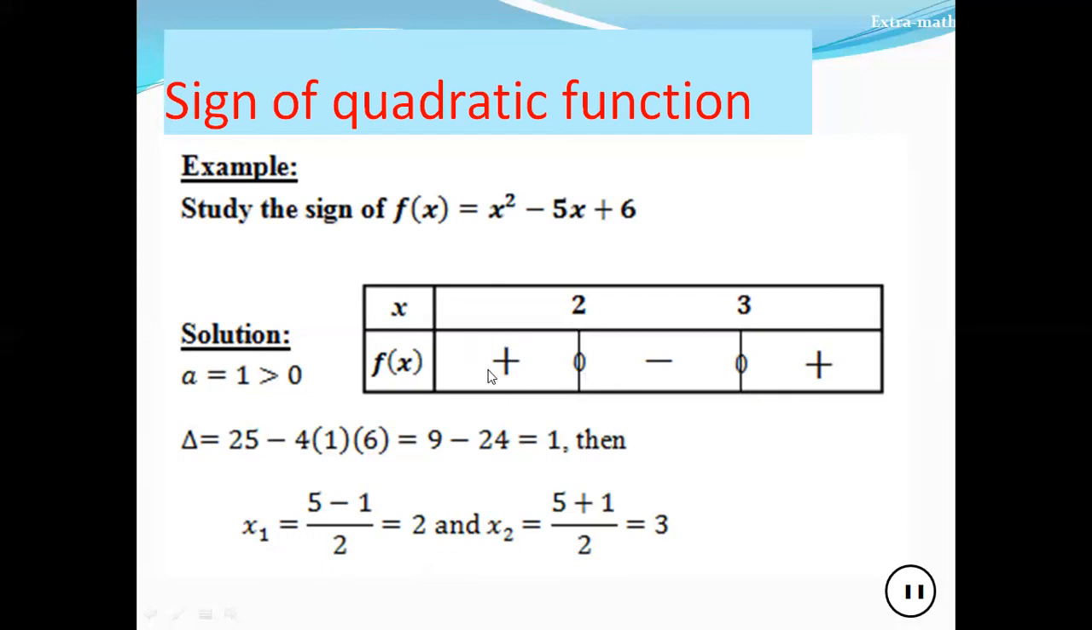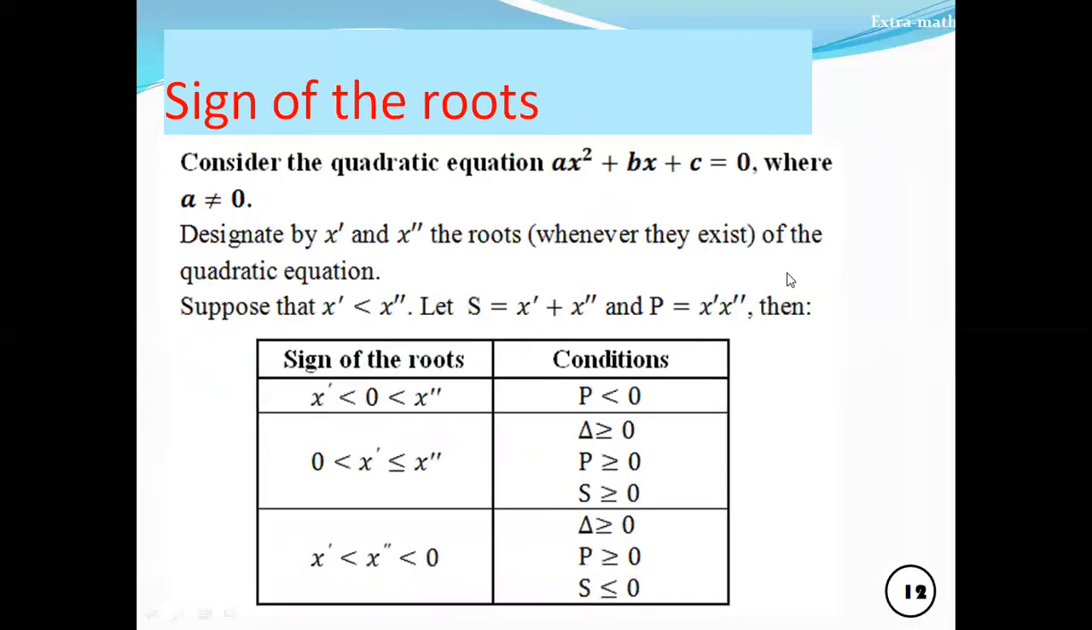Here we have the first root 2, the second root 3, f is 0 at 2 and 3, and here we have same as a, opposite of a, and same as a. This is the table of sign of f of x. Now we have to study the sign of the roots, not the sign of the quadratic equation, but the sign of the roots. Consider the quadratic equation ax squared plus bx plus c equals 0, where a is different than 0. Designate by x prime and x double prime the two roots if they exist.